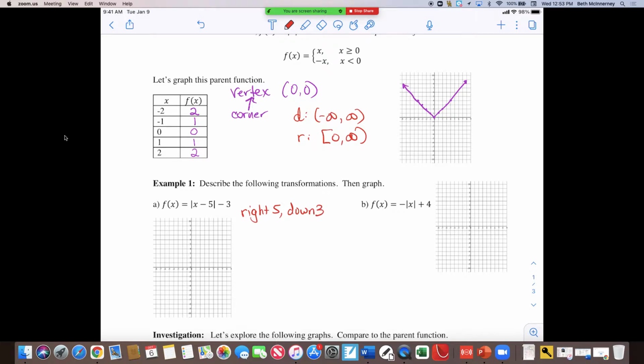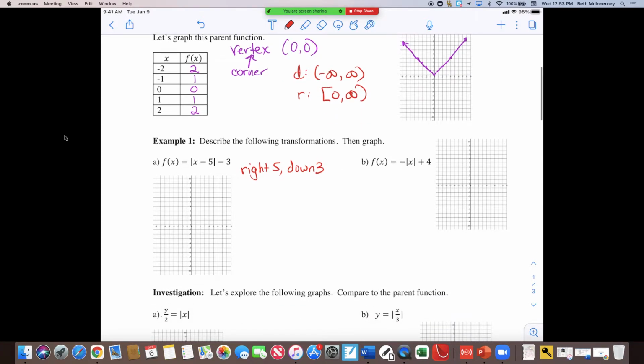So remember, the inside is the left-right, opposite of what you think. The outside is up-down, exactly what you think. So my vertex from the parent function went right 5 and down 3. So where do you think my new vertex is located? Yeah, Charlie? Awesome. 5, -3.